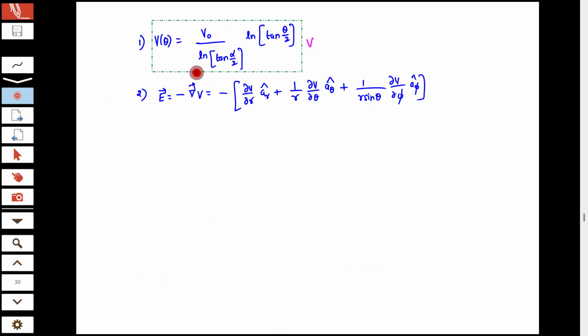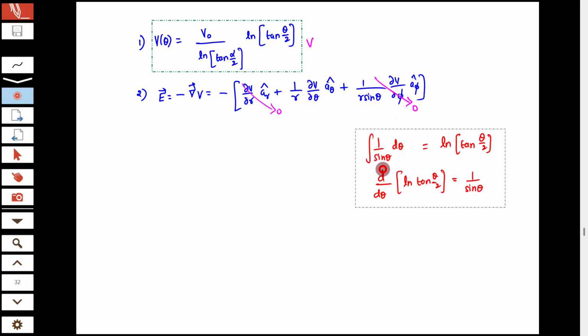We know v is a function of only theta. So differentiation of v with respect to r and differentiation of v with respect to phi will be 0. Only the second term is going to be left, and we have to do differentiation with respect to theta. You know these constants, and you have logarithm of tan theta by 2. So now this has to be differentiated with respect to theta. We can write the formula for differentiation. We know the integration of 1 by sine theta is going to give logarithm of tan theta by 2.